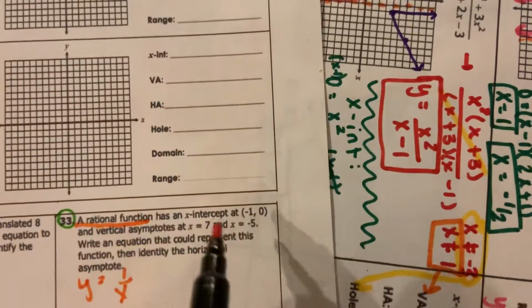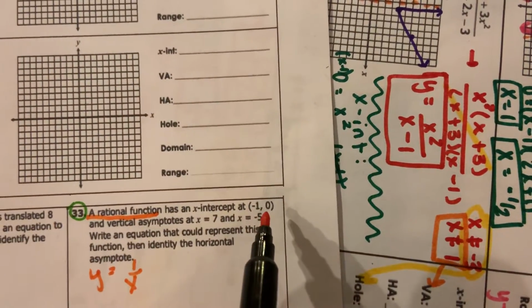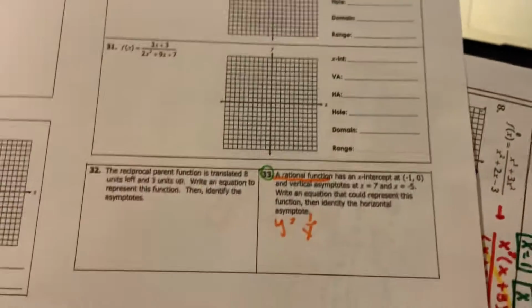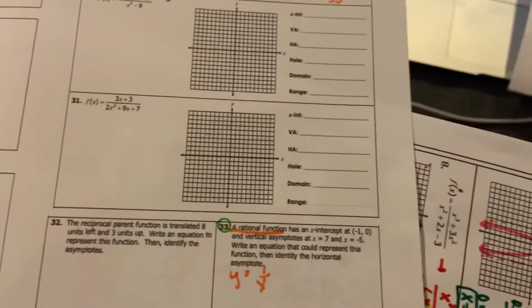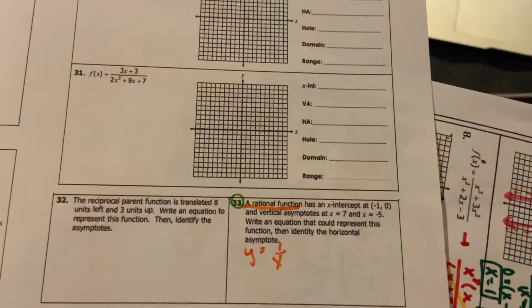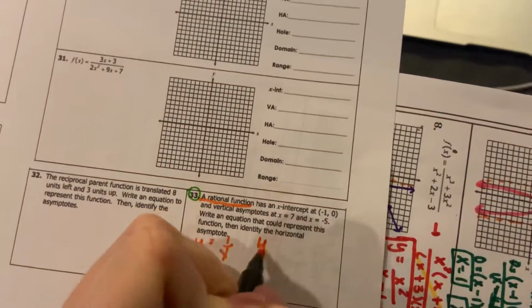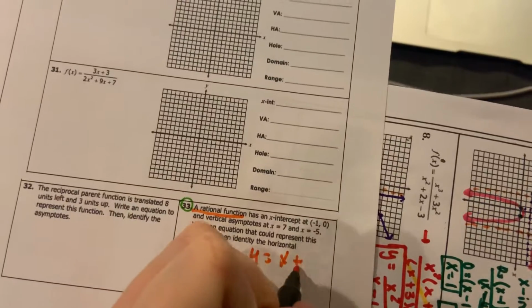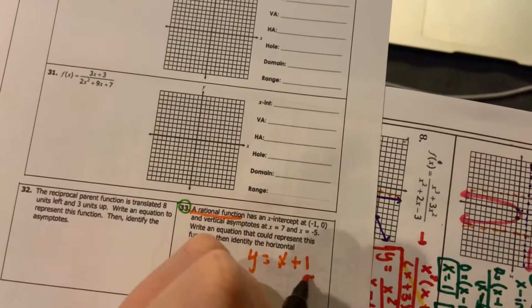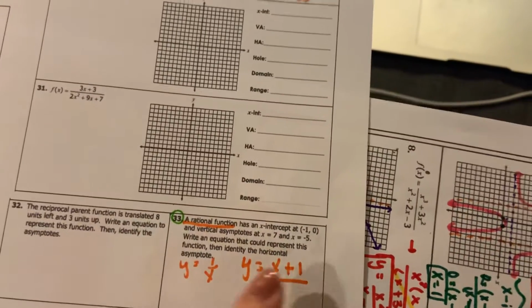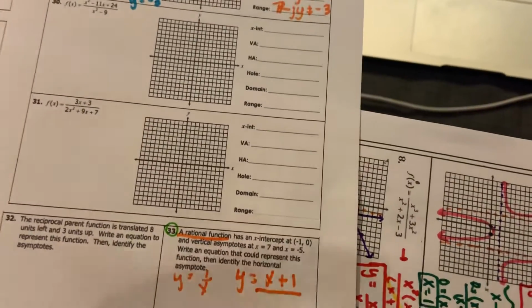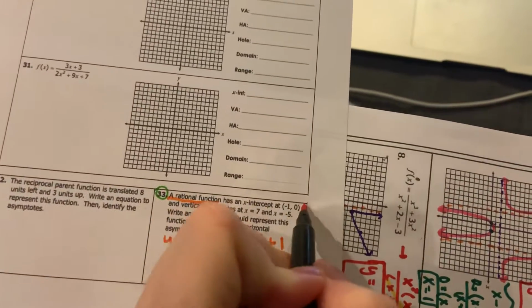Okay, so an x-intercept at (-1, 0) must mean that the numerator, so we find the x-intercept from the numerator, right? Because the denominator tells us the holes and the asymptotes. So I know that the x-intercept at (-1, 0) means I'm going to have an x plus 1 in the top. Because when I set x plus 1 equals 0, I get -1, right? So I know that's in the numerator.